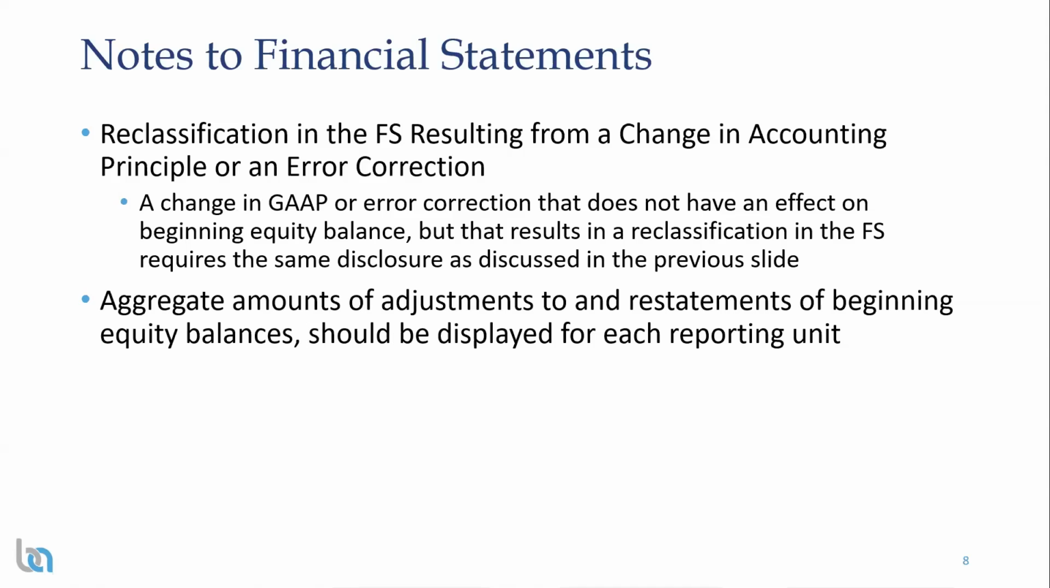And then aggregate amounts of adjustments to and the restatements of beginning equity should be displayed for each reporting unit. And I'm going to show you how it looks. But basically, you need a total at the end saying, well, these are the total amounts of adjustments that we're doing for each reporting unit.